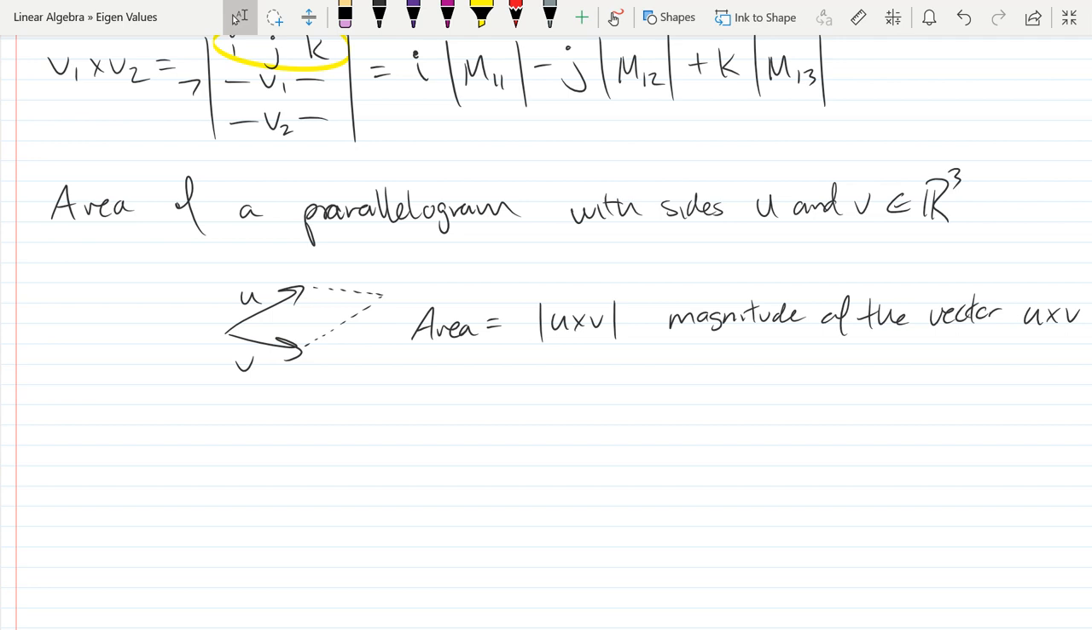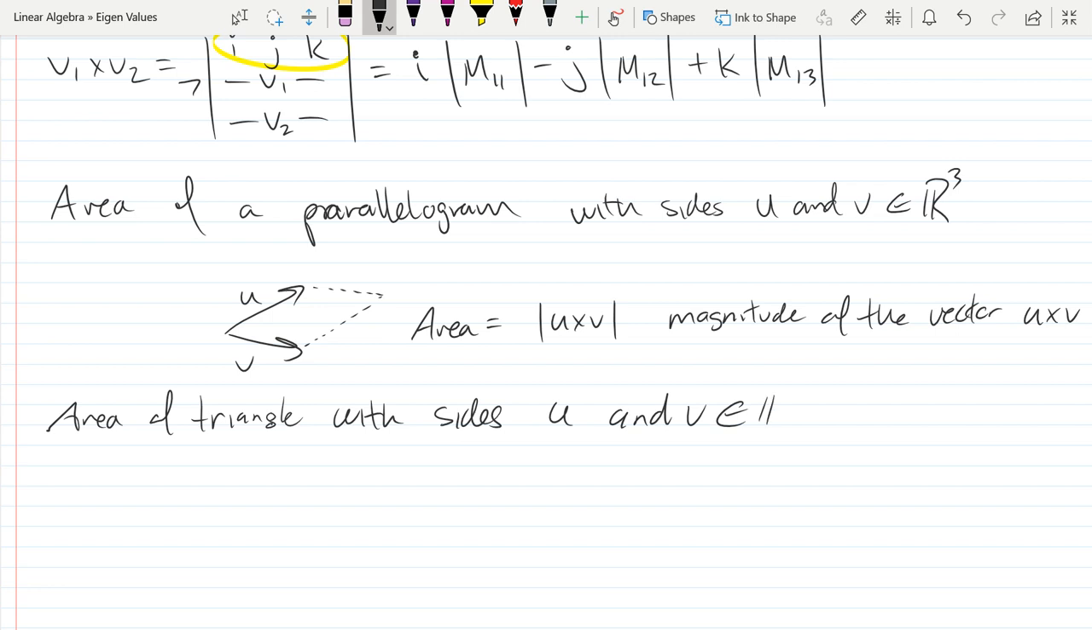And if we want the area of a triangle with sides u and v in R3, how would I turn two non-zero vectors into a triangle with sides u and v?